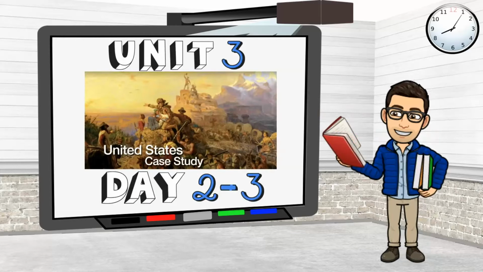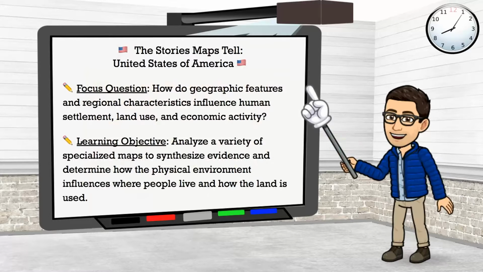We are looking at our Unit 3, Focus on the United States Case Study, Day 2 to 3 lesson. The topic of this lesson is the stories maps tell, United States of America. Our focus question is, how do geographic features and regional characteristics influence human settlement, land use, and economic activity? Our learning objective is to analyze a variety of specialized maps to synthesize evidence and determine how the physical environment influences where people live and how the land is used.